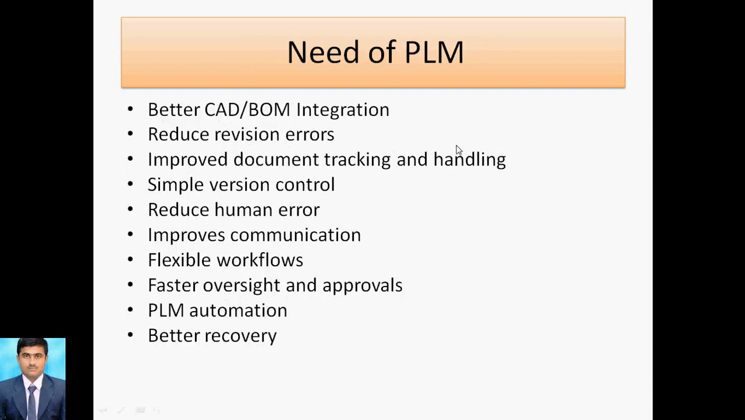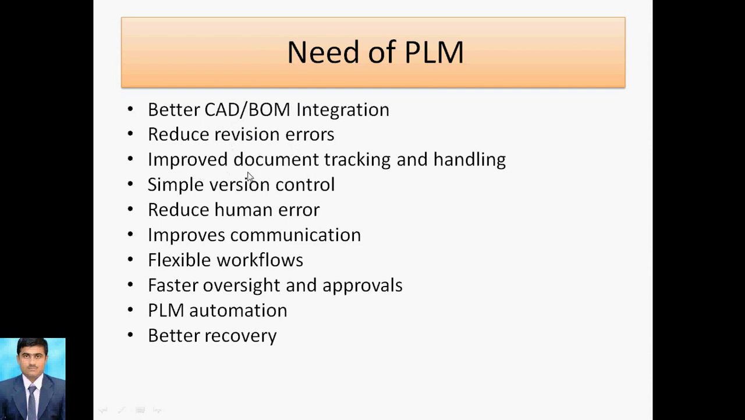Some additional needs are there. First, better CAD BOM integration. Better CAD means you can modify the parametric design with the help of different software and tools. Bill of material means we can detail the drawings as well as the assembly details. We can integrate these in a better way with the help of PLM software. Next, it reduces revision errors, because if you handle the components manually, we can go through a number of iterations. At that time we can use the software and eliminate the revision errors.